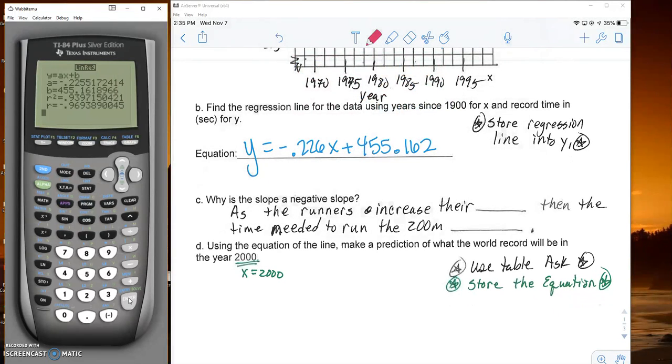Then they ask, why is the slope negative? Well, as the runners increase their speed, then the time needed to run would decrease. So as the runners' speed increases, the time would decrease.